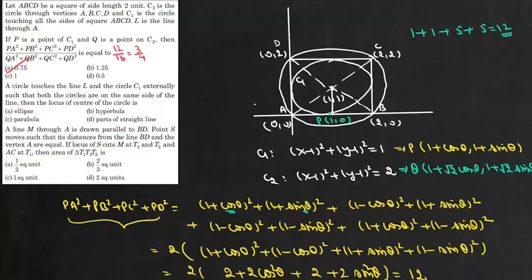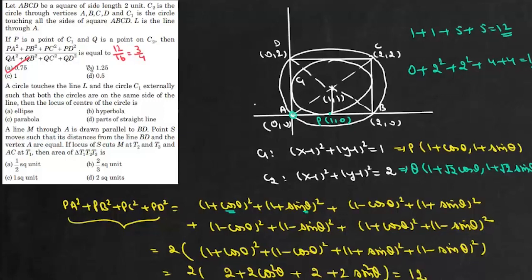And for Q also, we could have taken a simple point. So we could have taken this origin. Now this distance is 0. Here this distance is 2 square. This distance again is 2 square. And here this distance is 4 plus 4. So it will be 16. So we could have solved this question by assuming general points, as we know this value is independent of the points that we are going to choose.